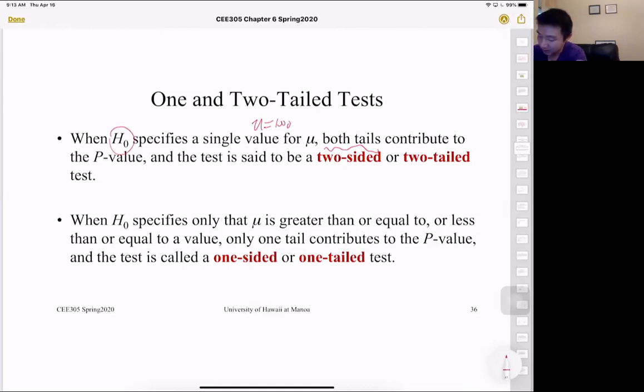But sometimes H0 only specifies that the mean value is larger or smaller than a certain value. So larger than or equal to, or less than or equal to a certain value. So mu larger or equal to mu 0, or mu less or equal to mu 0. If that's the case, we're going to use a one-sided test.